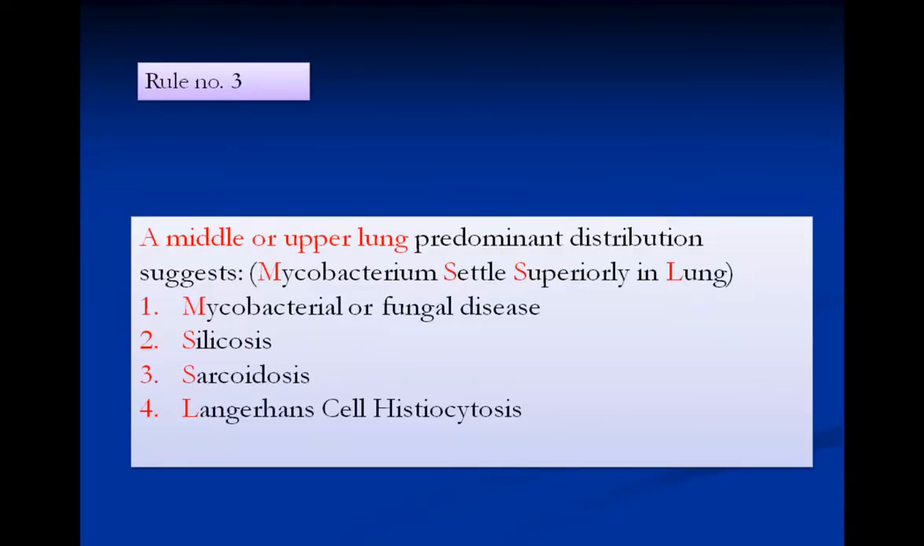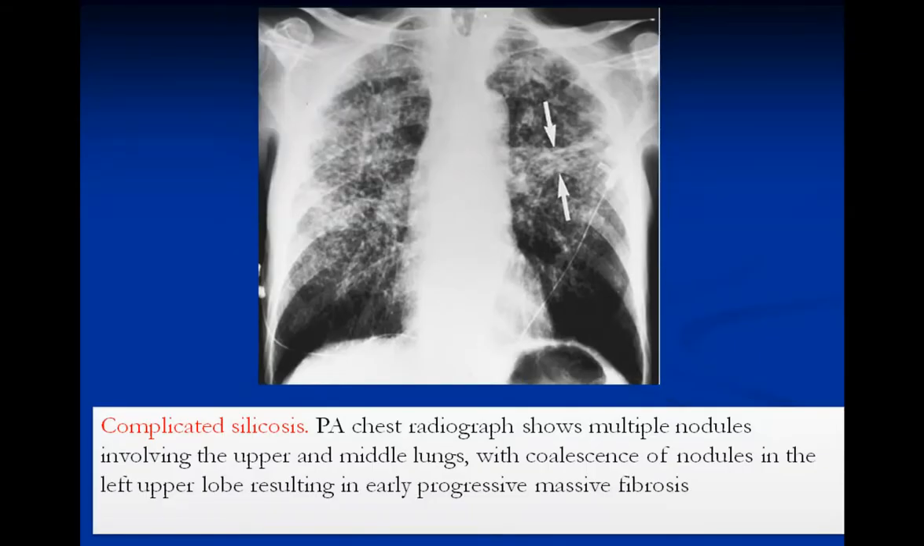So rule number 3 is the middle and upper zones. If these reticulonodular opacities are predominantly seen in the middle or upper zone of the lung, it can be because of microbial infections, fungal disease, silicosis, sarcoidosis, or LCH, Langerhans cell histiocytosis. This diagram is an example of complicated silicosis. It shows multiple nodules predominantly involving the upper and mid lungs. There is coalescence of these nodules because of progressive massive fibrosis.